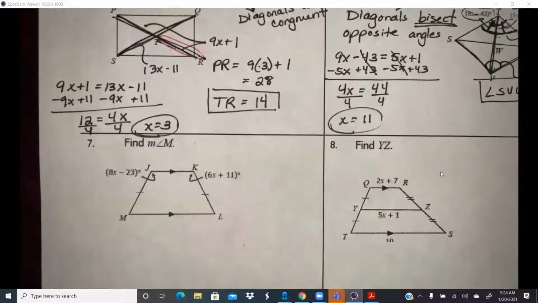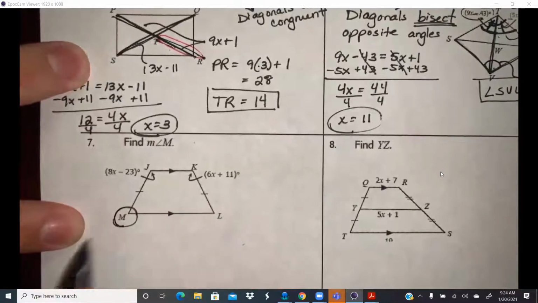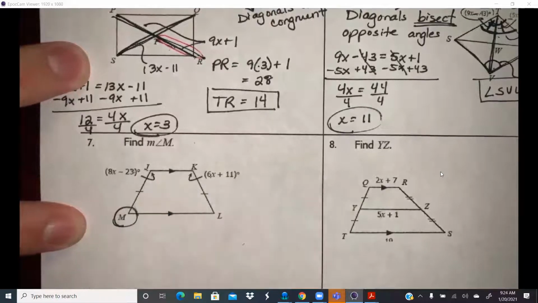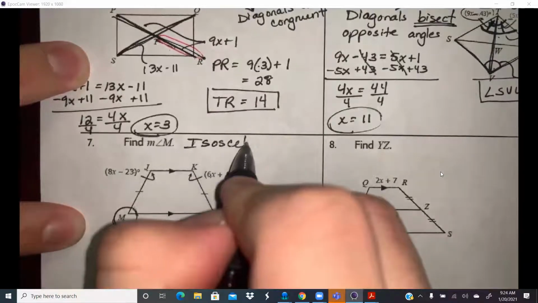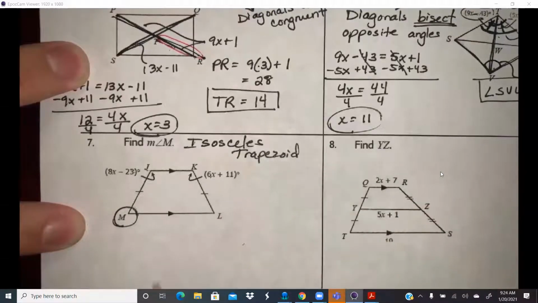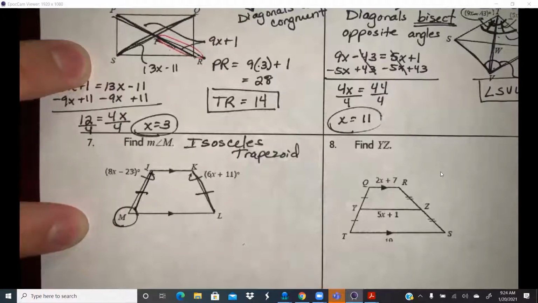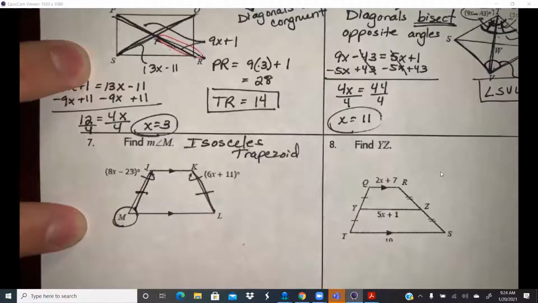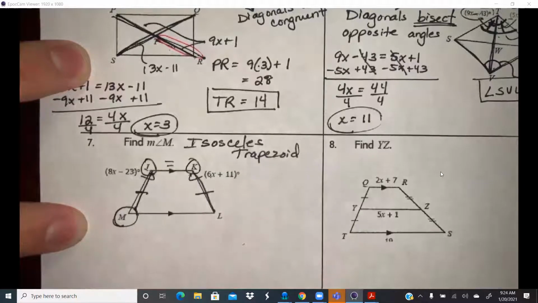All right. Now for number 7. It says find the measure of angle M. So angle M is all the way out here. But in order to figure this out, we have to figure out what these two angles are first, right? What you notice here is you have an isosceles trapezoid, because the two slanted sides are the same. So when we have an isosceles trapezoid, what you have to remember is that the base angles, like angle J, is equal to angle K.